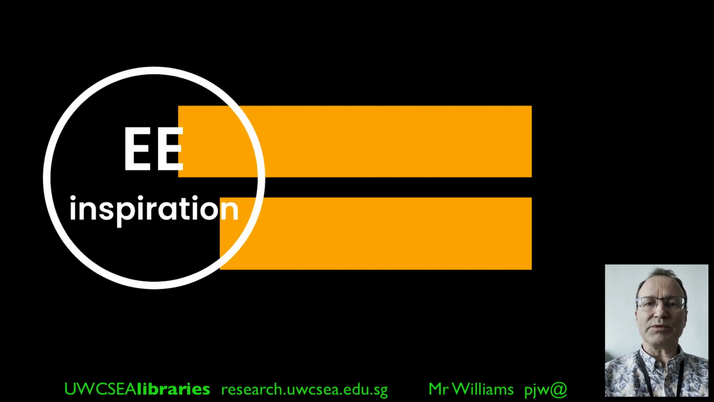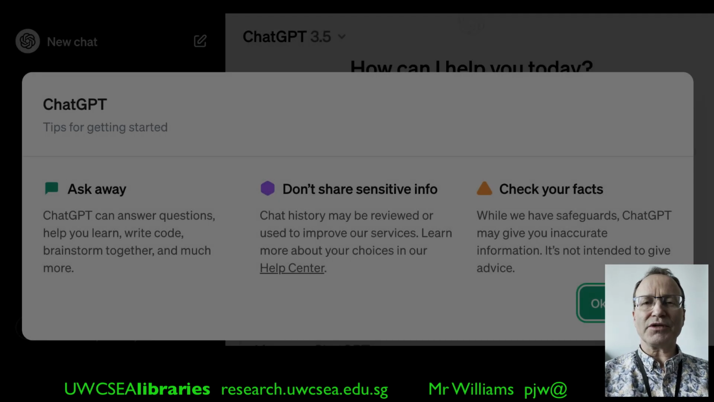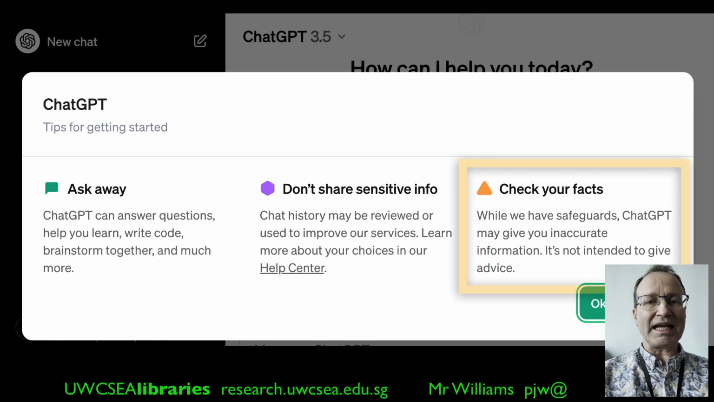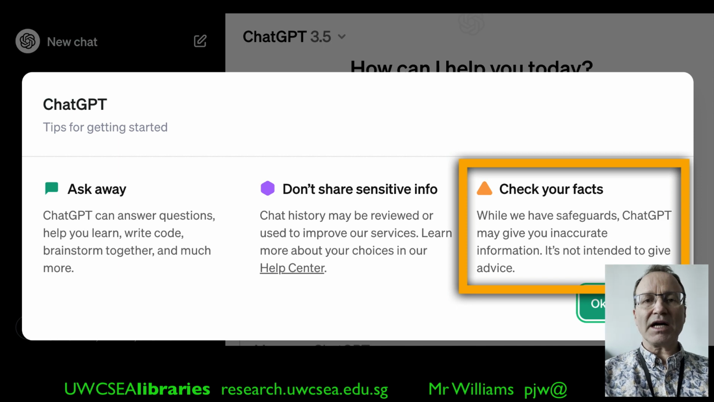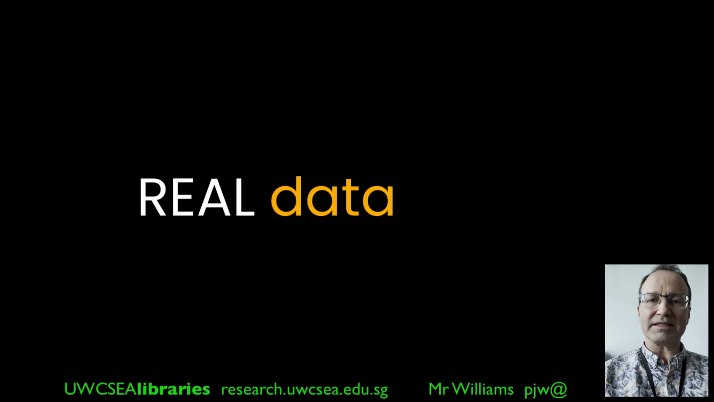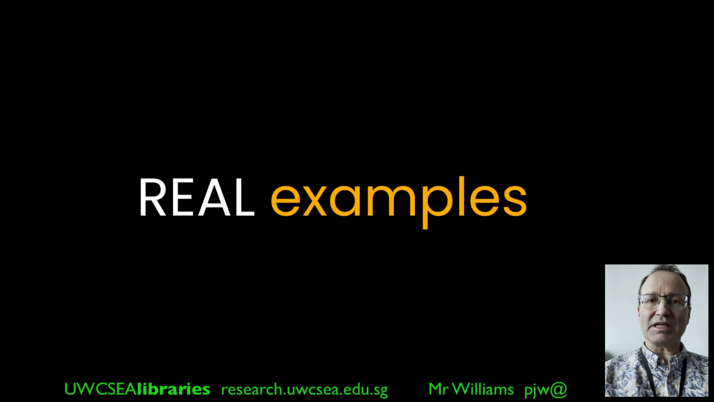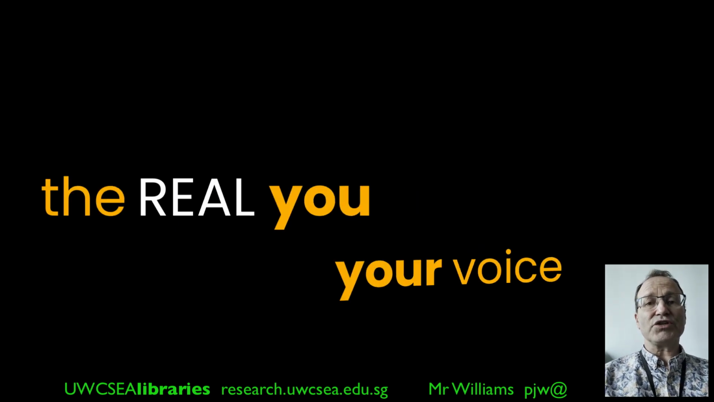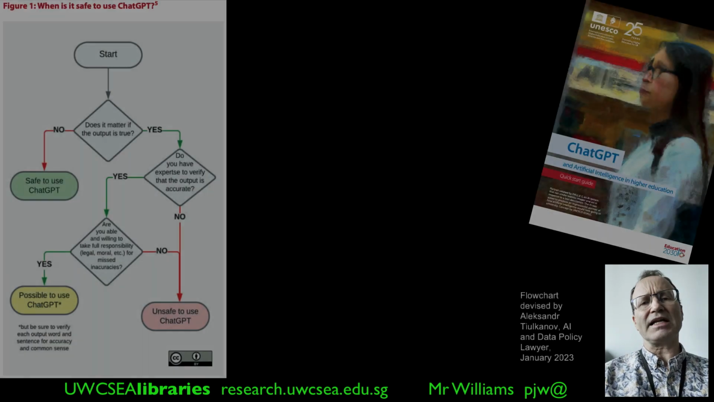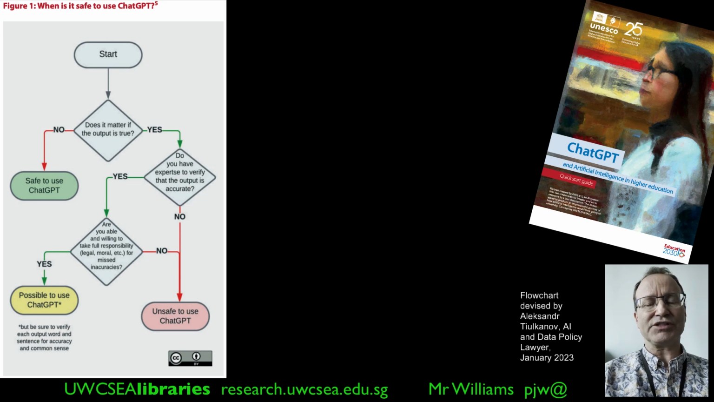But first, I'm sure you have heard of the tendency of generative AI to create false or misleading information. This is why we always need to go beyond the surface of what ChatGPT produces to get to real people, real data, real places, real examples, and finally, and most importantly, for you to find your voice in your research and writing. So here is a flowchart adapted from this UNESCO document to show our path today.